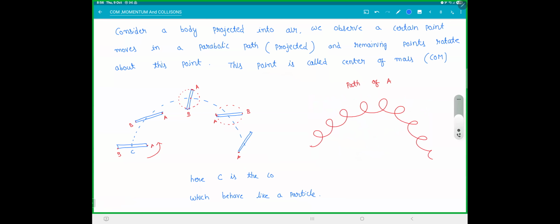So you'll always find a hypothetical point called center of mass. No matter what kind of system you take, you'll find a point. When you throw that, it'll always go in a projectile motion, and everything else is going in a circle. Let's see a question based on this concept.